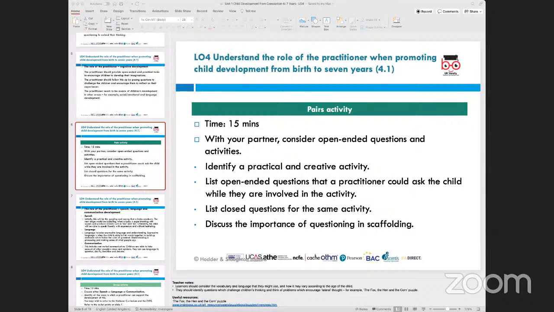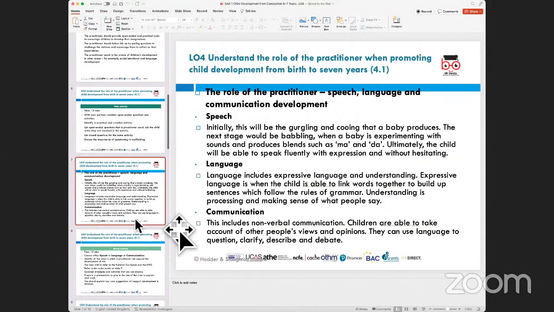Now, one of the things we've learned from research is that between the ages of 0 and 2, children are able to have a vocabulary of up to 50 words. And between the ages of 2 and 5, they will develop a vocabulary of up to 1,000 words. And this is what is going to aid in the speech, language, and communication development of the child.